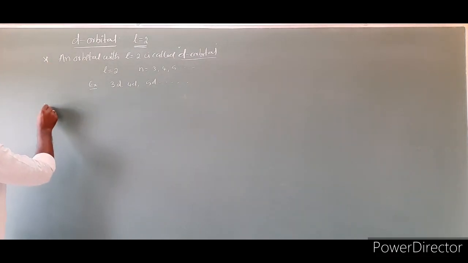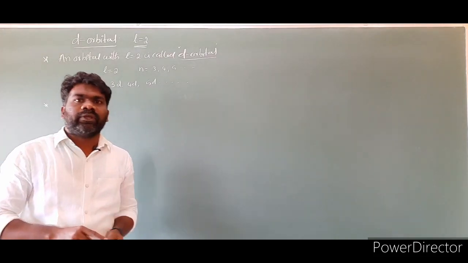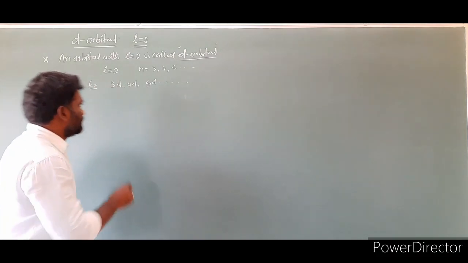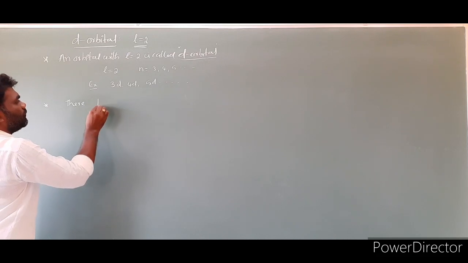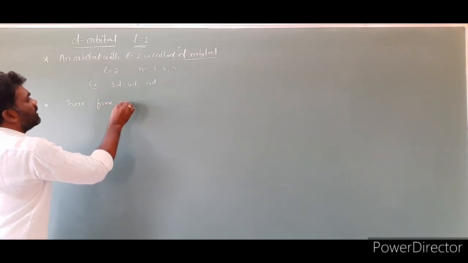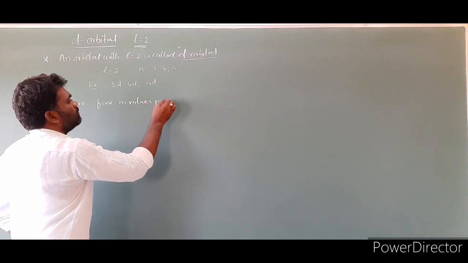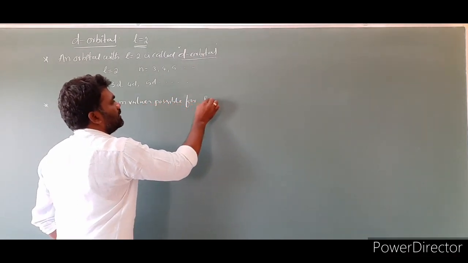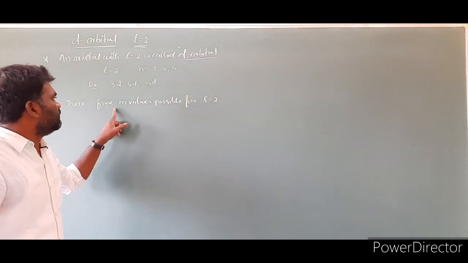The next one is: for a given L value, there are 5 m values possible. There are 5 m values possible for L is equal to 2. If L is equal to 2, there are 5 m values possible.